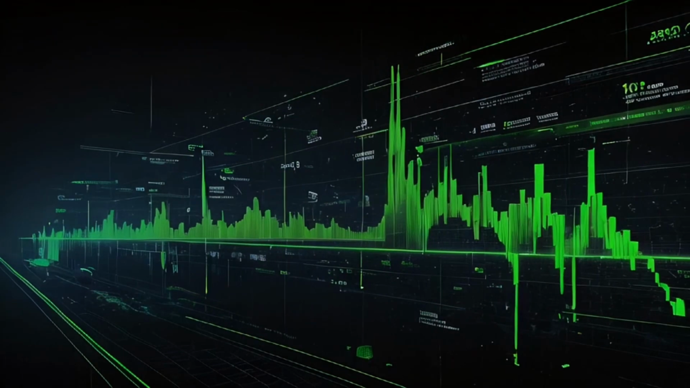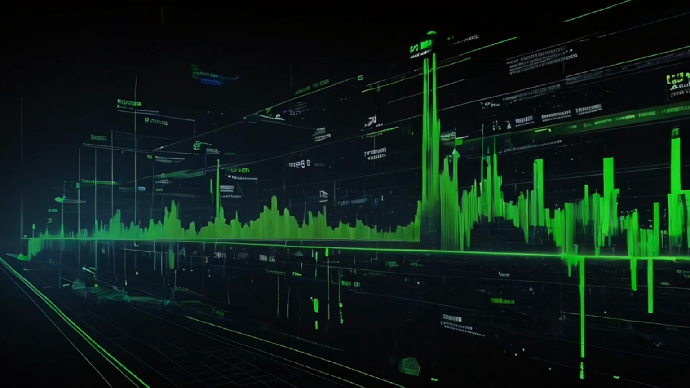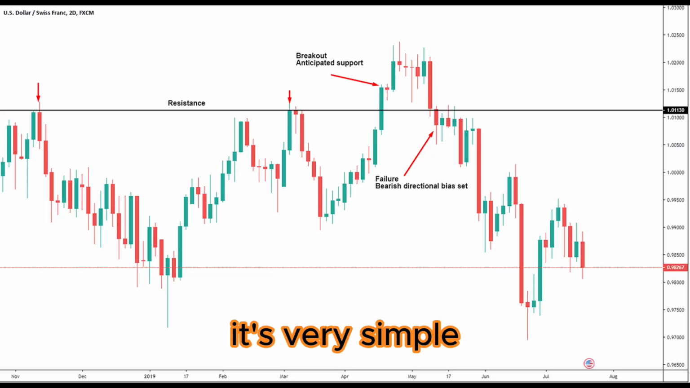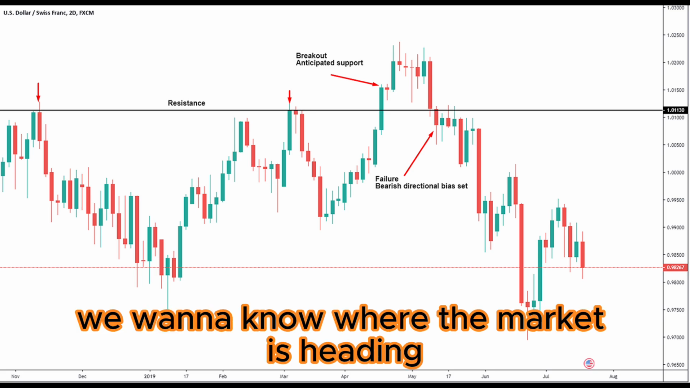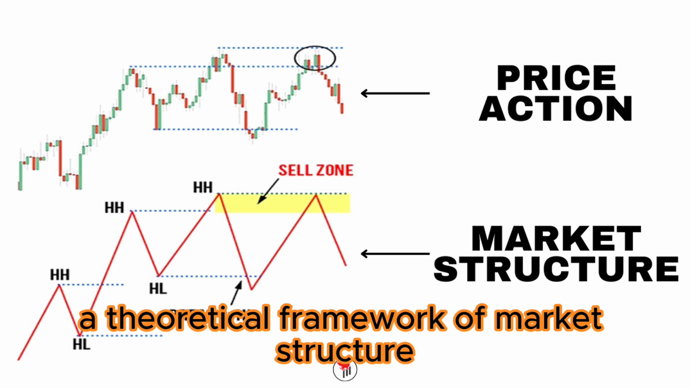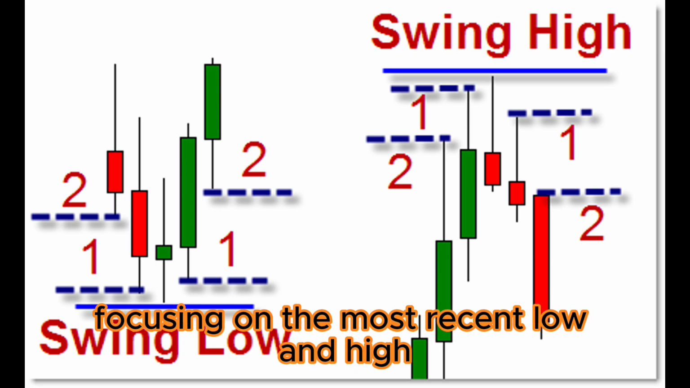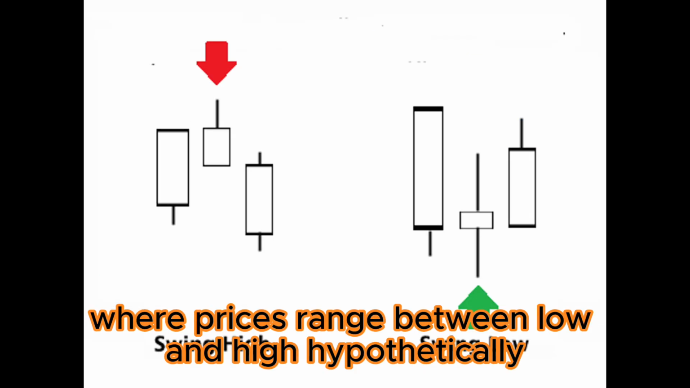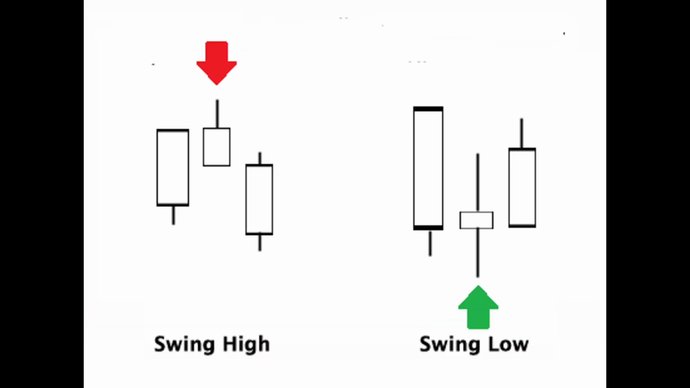Let's dive in. So, for step number 1, we need to establish the directional bias. It's very simple. We want to know where the market is heading, and we determine this through market structure. We're demonstrating a theoretical framework of market structure, focusing on the most recent low and high. This gives you your trading range, where prices range between low and high.